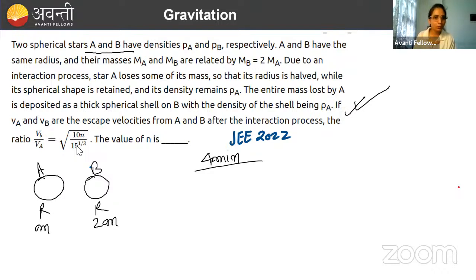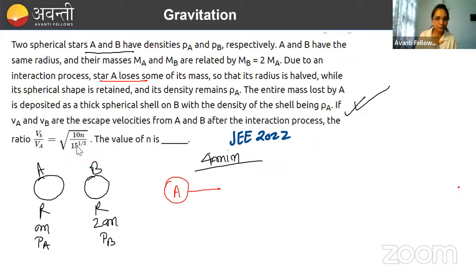Done. Their densities are also given: rho A and rho B. Now what is happening? They are interacting with each other, and as a result of that interaction, star A loses some of its mass. A is losing some of its mass so that its radius is half.